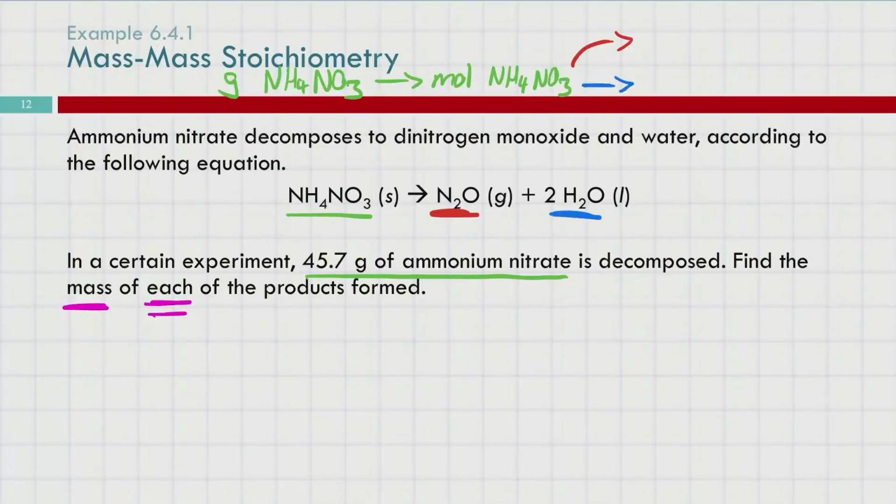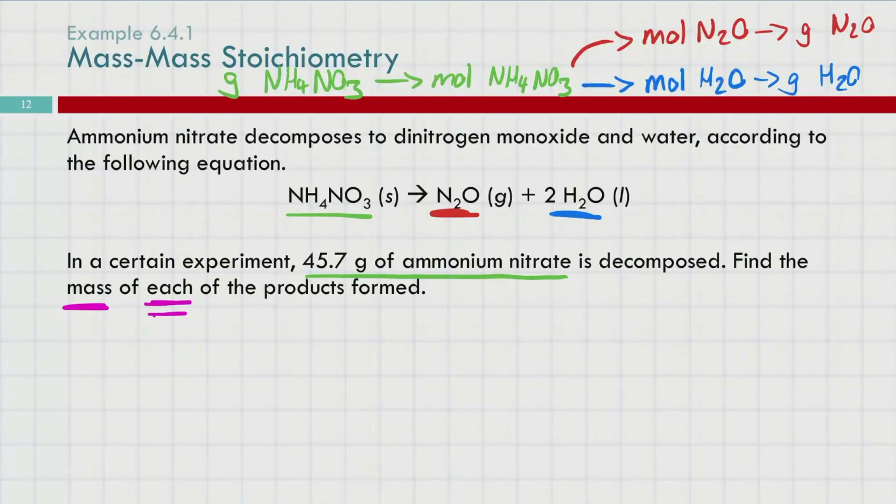We're going to convert to moles of N2O. And in a second situation, we're going to convert to moles of H2O. And then we'll take each of those to grams of the respective chemical, since we were asked to find the grams of each of our products. So that's our solution map.